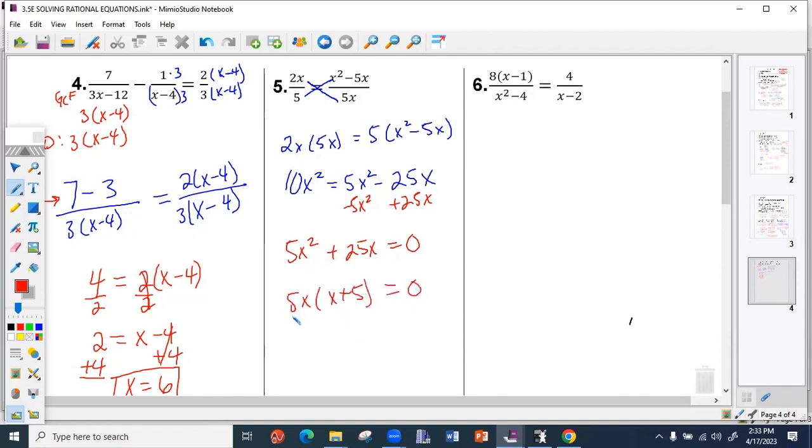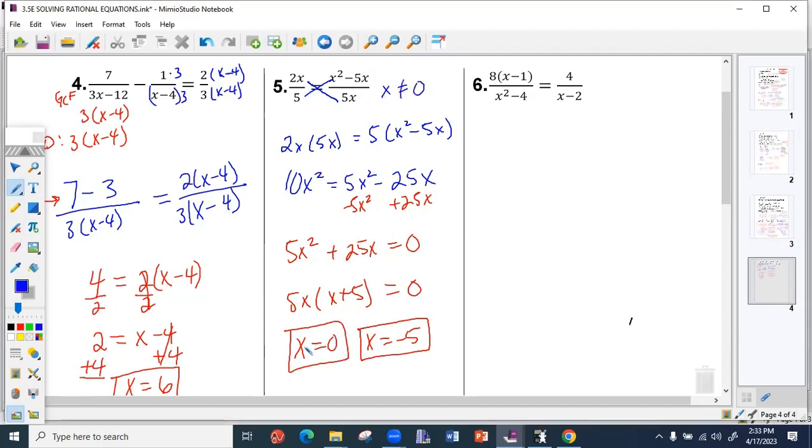So we are left with 5x equals 0 and x plus 5 equals 0. So we end up with that x can equal 0 and x can equal -5. Now, this is an example of why it's really important that you go back and check your possible solutions. If we keep in mind also our domain restriction, when I come back to this original problem, I know that x cannot equal 0.